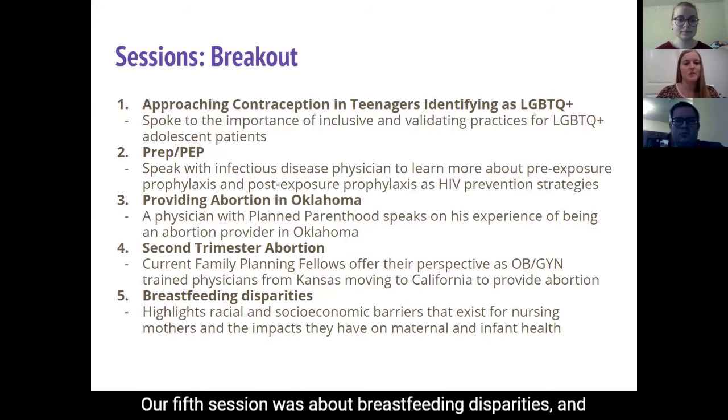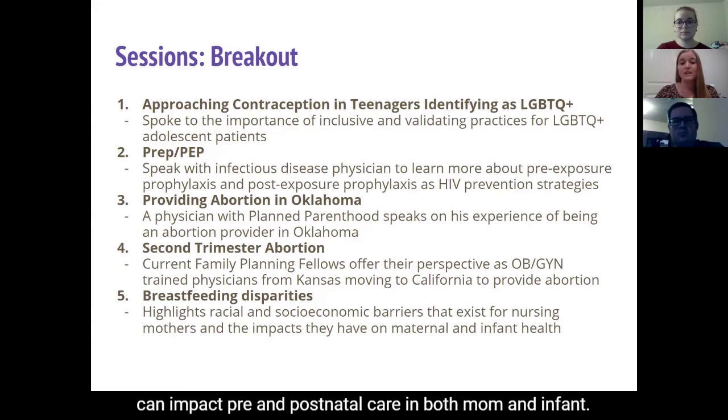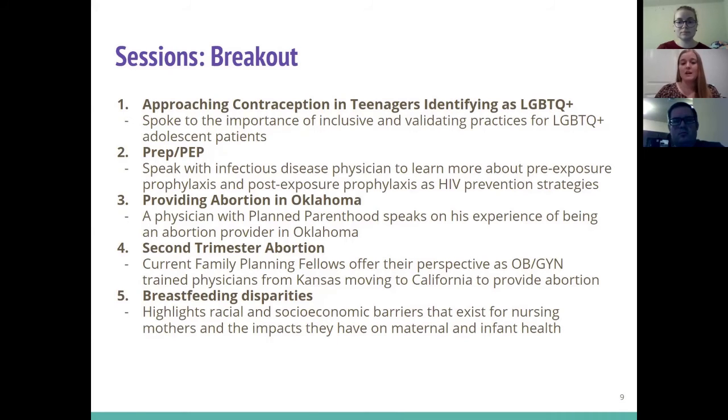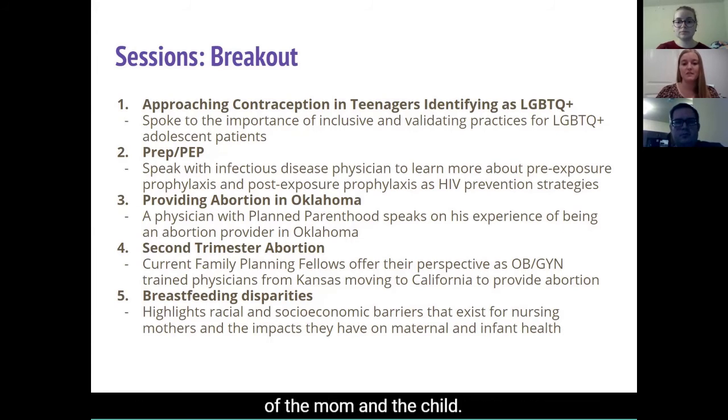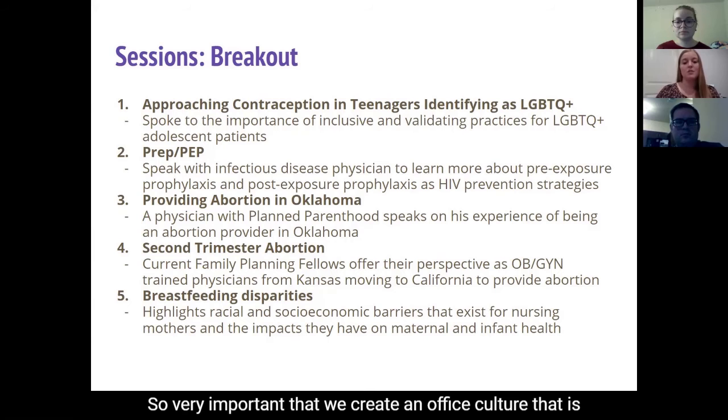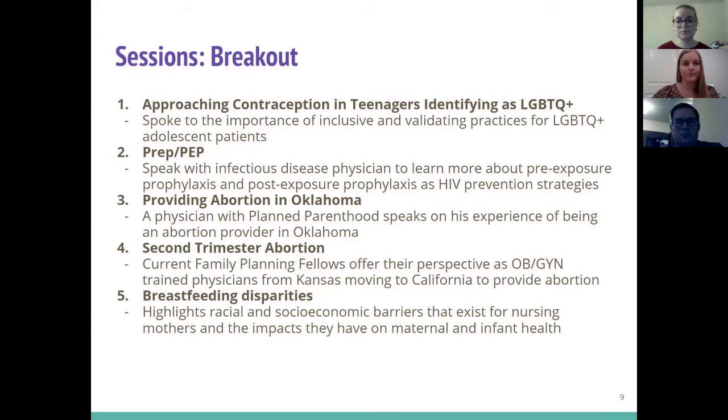Our fifth session was about breastfeeding disparities, and it really talked about how racial and socioeconomic barriers can impact pre and postnatal care in both mom and infant. This session talked about how one bad office visit can really set a negative tone for the rest of the healthcare experience of the mom and the child. So very important that we create an office culture that is inclusive and open to everybody.